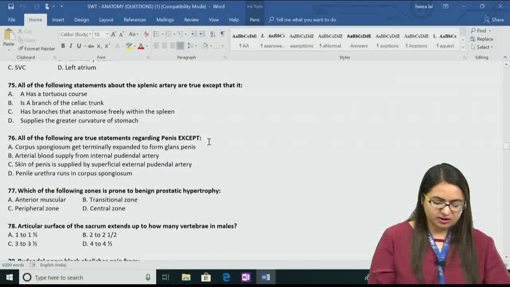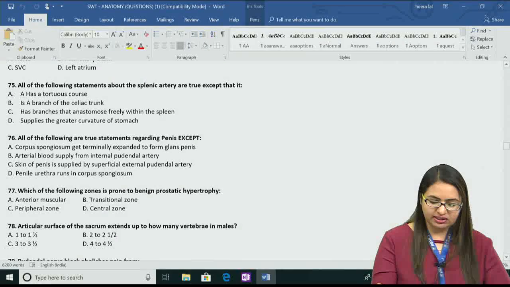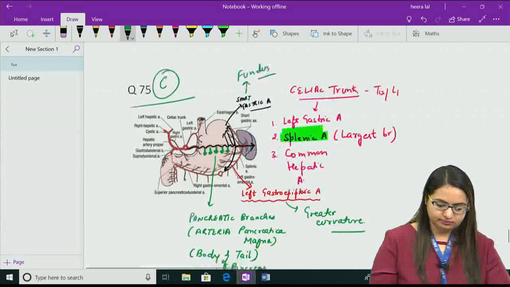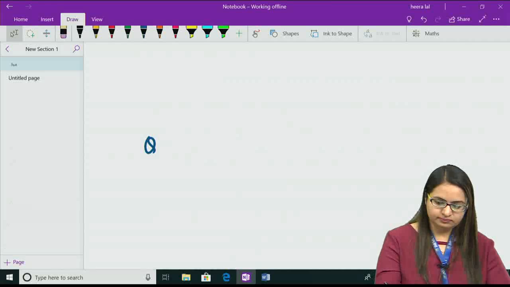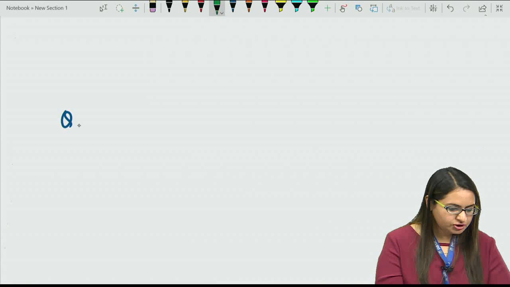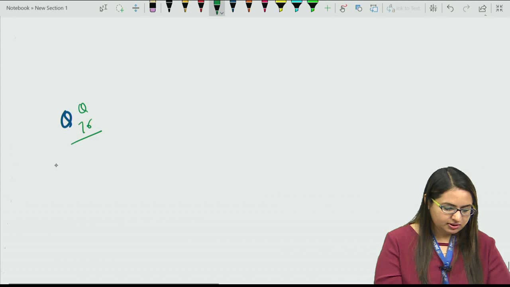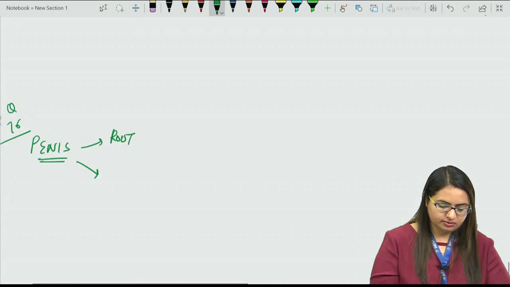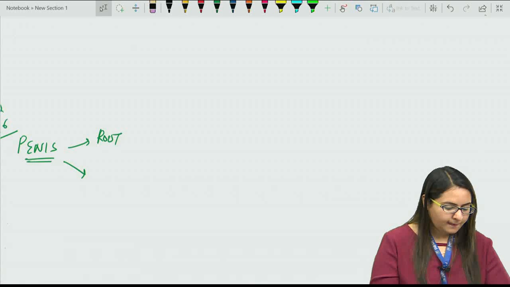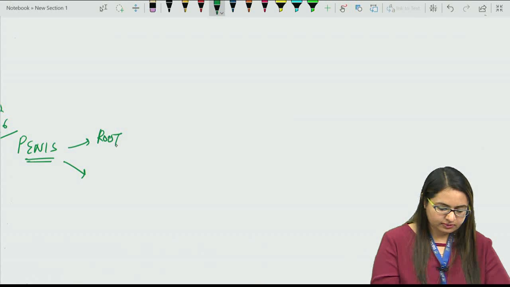Now the next question is regarding the penis. In this we have to choose the incorrect statement. For question number 76, the answer is C. If we see the structure, the penis is having a root, and the main part is termed as body.